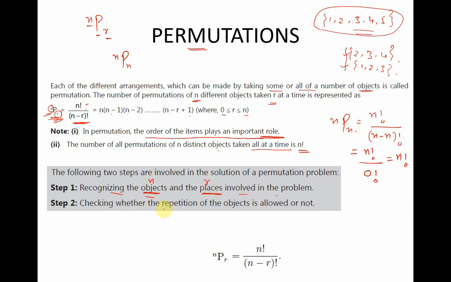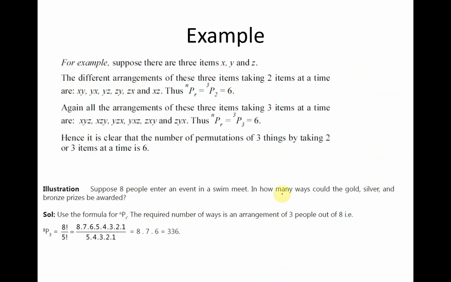And checking whether repetition of objects is allowed or not. Now this again is a very important point. If repetition is allowed, then the permutations will be calculated in a different manner, and if it is not allowed, then once again it will be calculated in a different manner. We'll explain it with the help of some examples, but important point, keep this in mind. nPr, permutation of n objects taken r at a time, is equal to n factorial divided by n minus r factorial. Let's see certain examples.